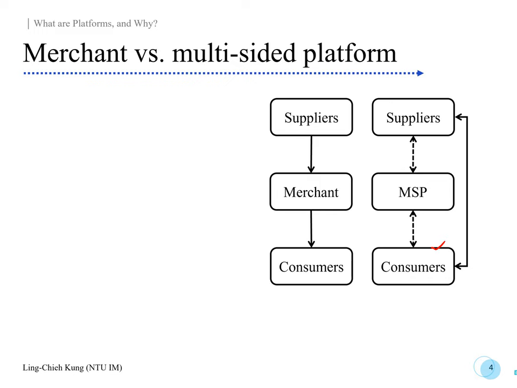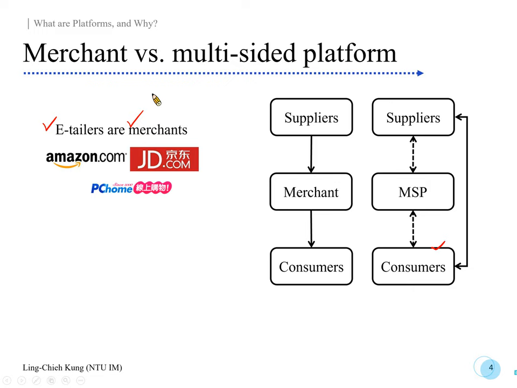So e-tailers are merchants. It doesn't really matter whether you sell products in physical stores or online, okay? What matters is whether you own the product, whether you price the product, whether you do all those things by yourselves. So for many big companies, when they were first established as an e-tailer, they all served as merchants. I'm not saying that they are still purely merchants now. I'm saying that when they were established. So for example, Amazon, everybody knows Amazon. When Amazon was established in 1994, it was purely an e-tailer. Everybody knows Amazon was selling books at that moment, right?